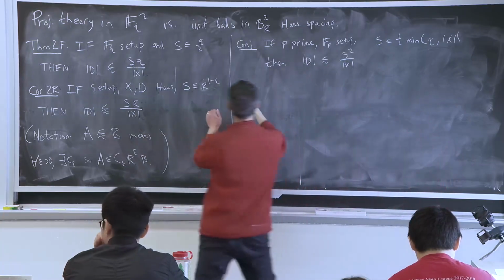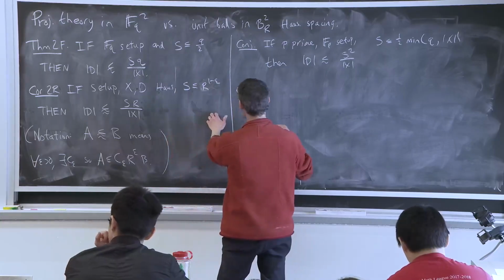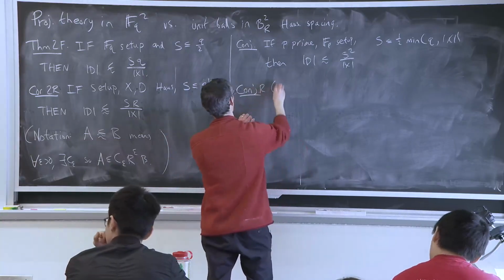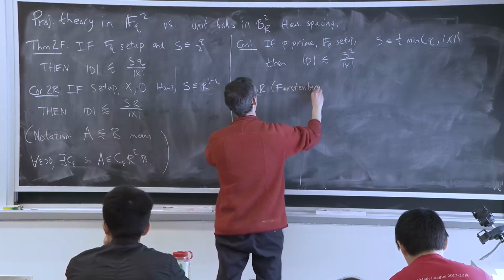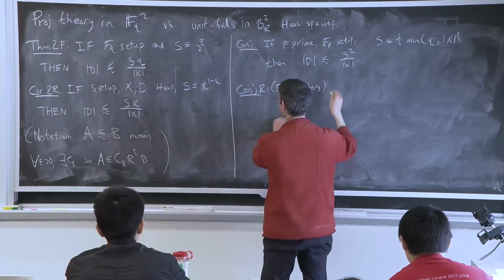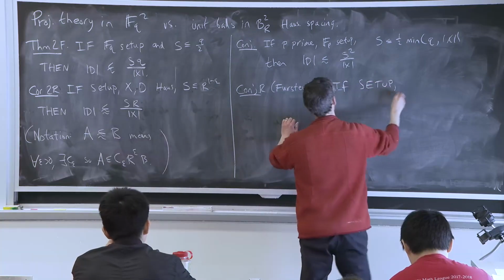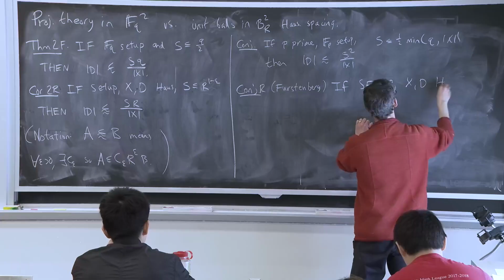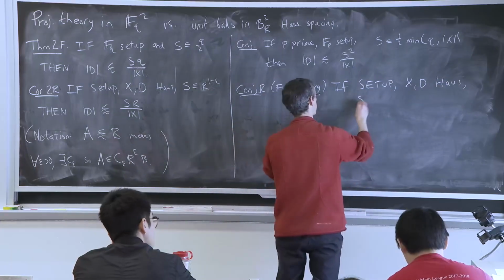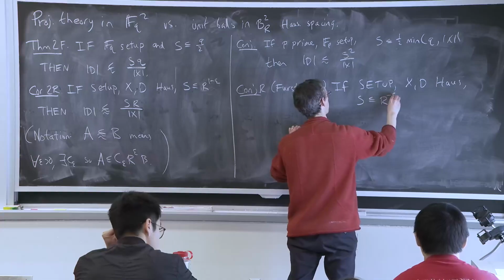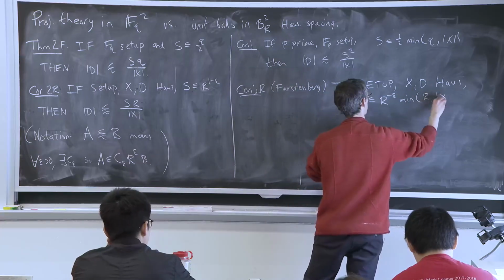OK, this conjecture has an analog in the real case. And the real analog is due to Furstenberg. It's called the Furstenberg set conjecture. So it says if we have the setup and X and D are Hausdorff, and S is significantly less than the minimum of R and X.